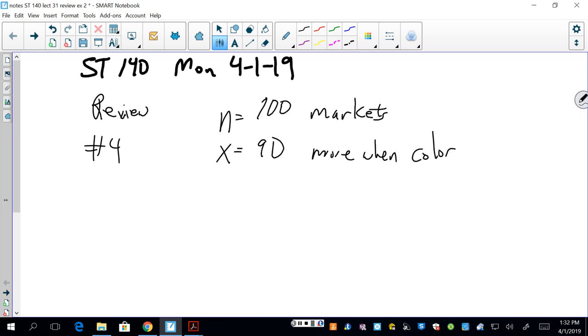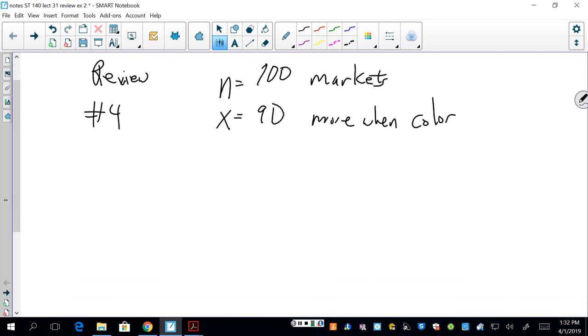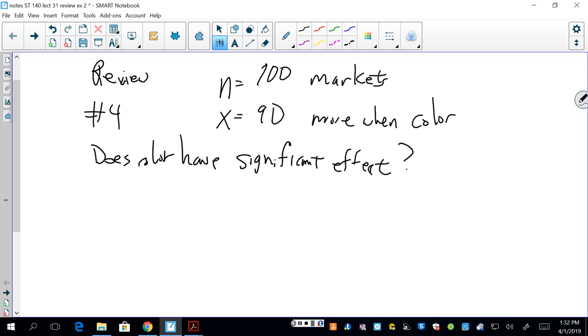It doesn't really make sense to test whether there's a significant effect because it's so strong, but we could, right? Does color have a significant effect on sales? So a p of 1/2, 50% more for color, 50% more for black and white, would be neutral, no effect.